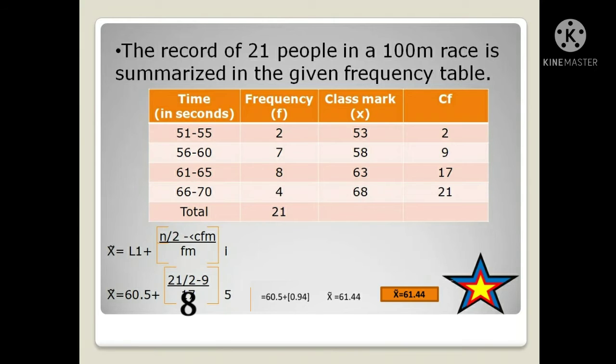In solving the median, first we need to solve inside the bracket. So 21 divided by 2 minus 9, divided by 8, equals 0.94, and then add to 60.5 equals 61.44. Our median is 61.44.